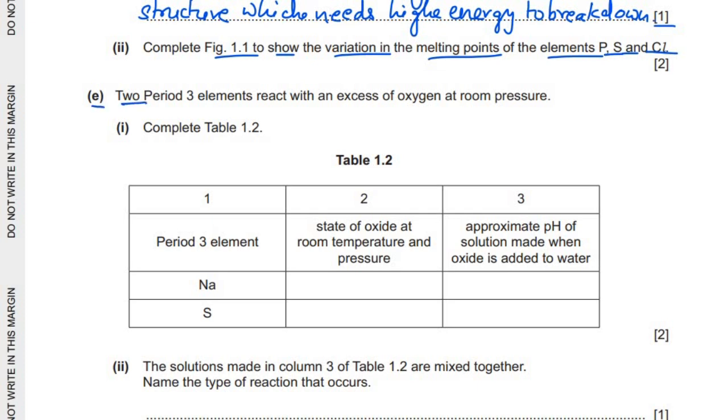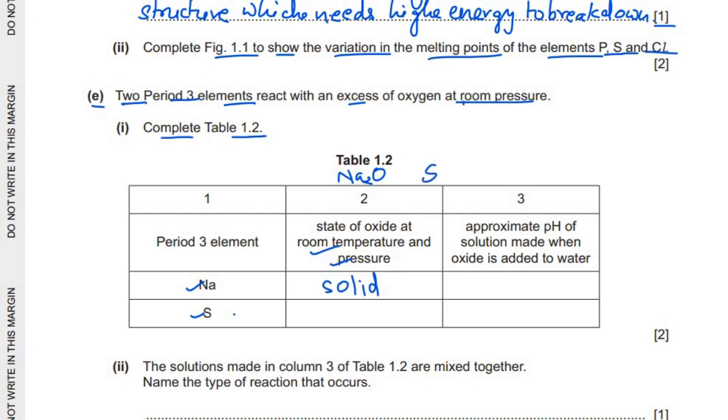It says 2 period 3 elements react with excess of oxygen at room pressure. Complete table 1.2. Now what is the table 1.2 is that period 3 elements are sodium and sulfur is shown. The state of oxide at room temperature and pressure. So what's the oxide of sodium? The oxide of sodium is sodium oxide, that is Na2O, which is an ionic compound, and it will be solid at room temperature and pressure.